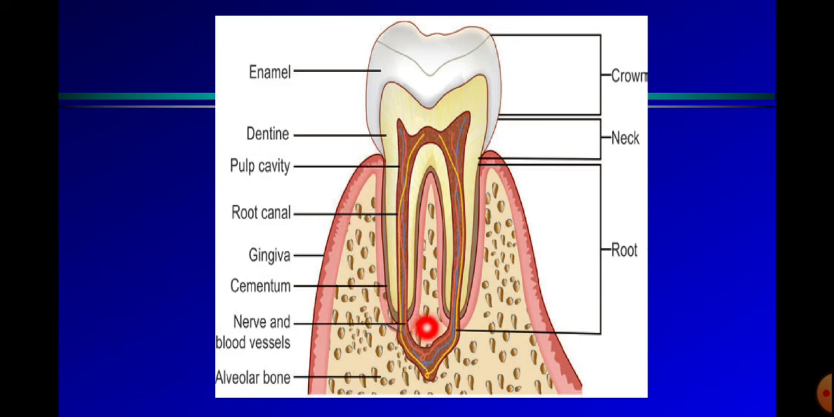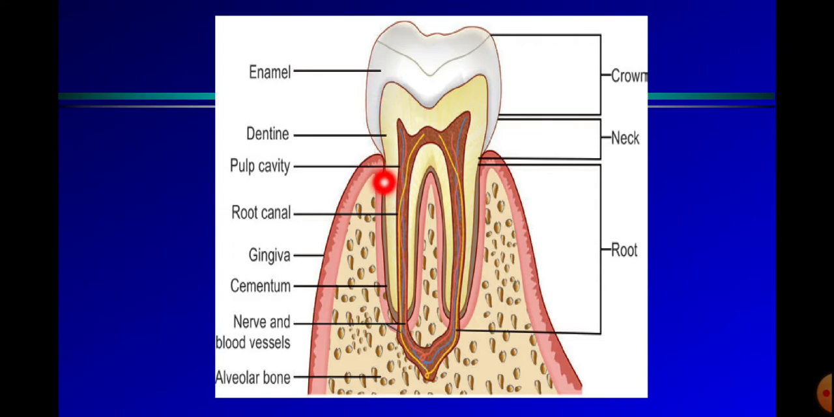I'll discuss the root portion now. In the root portion, again the main part is the dentine. The cavity of the dentine is the pulp cavity. The pulp cavity becomes narrow and is called the root canal. This root canal opens here at the apical portion, the apical canal.